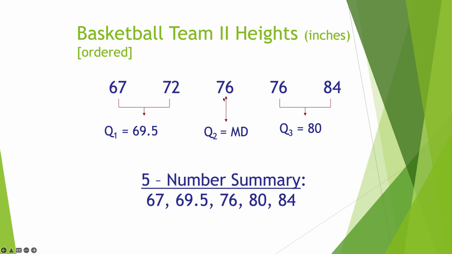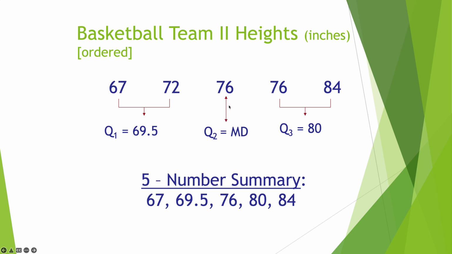67 and 72, 76 is your median, it's the middle. The median divides into the groups, okay? And then 76 and 84. So your minimum will be the lowest score, which is 67. Your first quartile is the median of this lower group, 69.5.